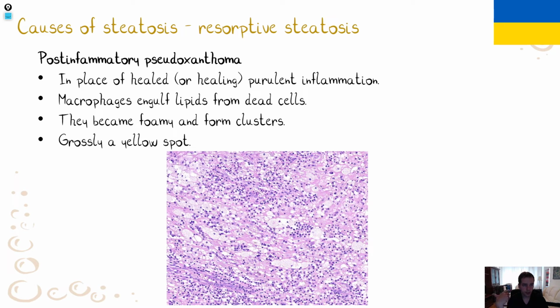lipids, and when the purulent focus starts to heal, macrophages will arrive into this focus and they start to engulf lipids from the dead cells, and they become foamy. Their cytoplasm becomes foamy because they are full of fat, and they start to form clusters, and this is called post-inflammatory pseudoxanthoma. You can see it on this picture. This is an inflammatory focus, and here you can see clusters of big cells with pale foamy cytoplasm, and those are macrophages that are stuffed with lipids. If the post-inflammatory pseudoxanthoma is bigger, you can see it even grossly as a small yellow spot.